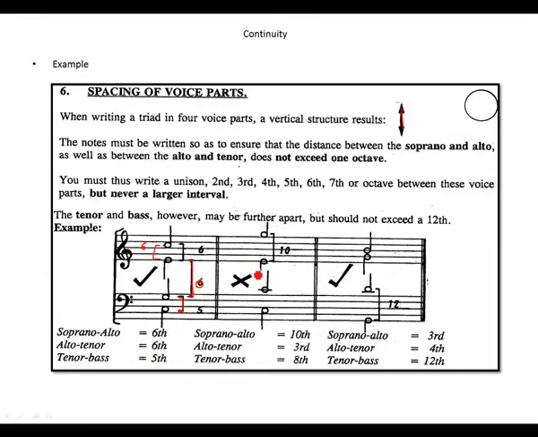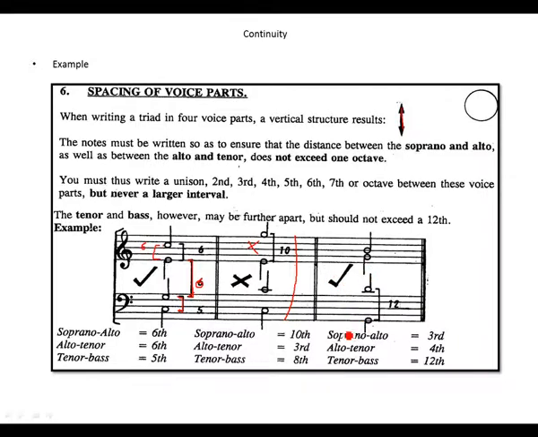Let's take a look at the second one. From soprano to alto, a tenth, which is wrong. This shouldn't do. Alto to tenor, you can't do this. This is wrong. Tenor to bass, an eighth, it's wrong.